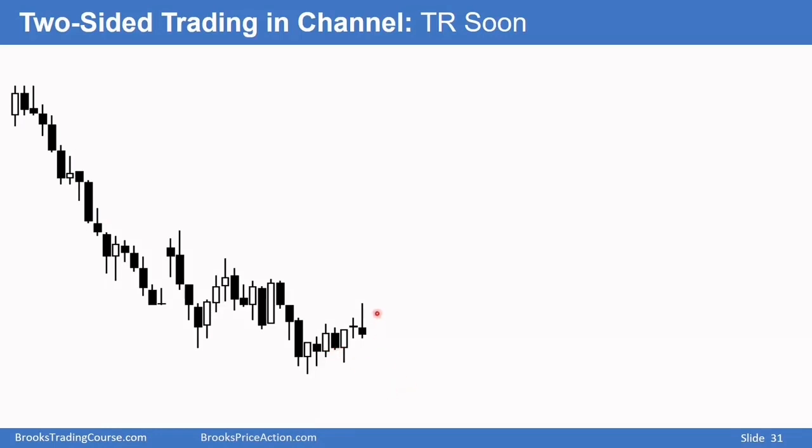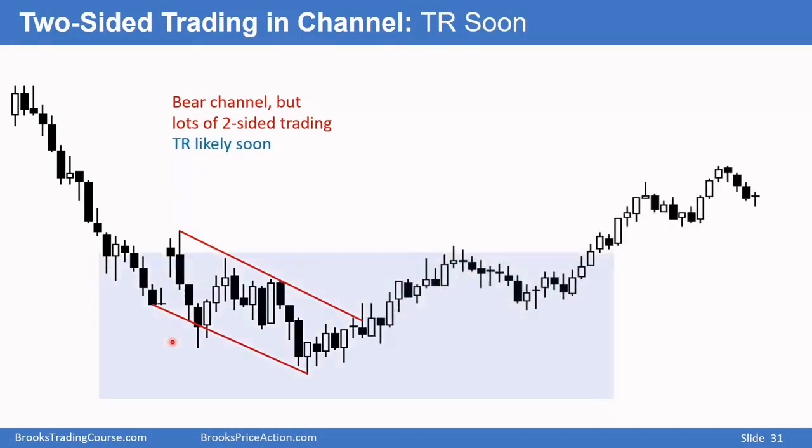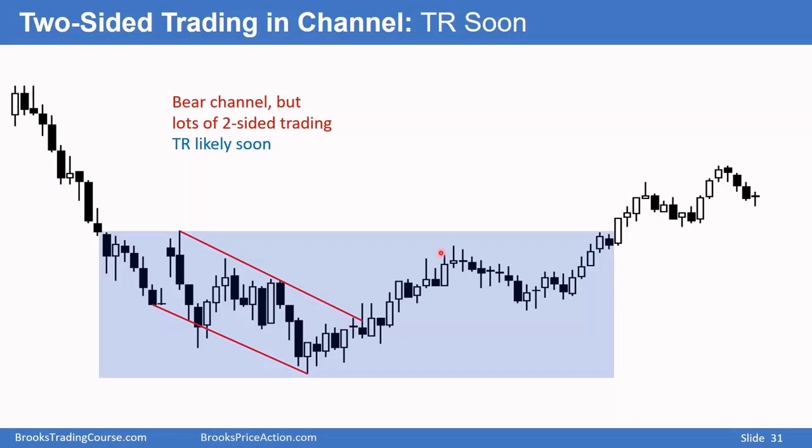Probably not much more down before we start to go sideways and test these lower highs. A bear channel, but lots of two-sided trading within the channel. Lots of reversals, lack of strong consecutive bear bars. Bear channel, bull flag, 75% chance at some point you get a bull breakout. Here, in fact, we ended up with a trend reversal. Bull breakout above a bear trend, and then a higher low major trend reversal.